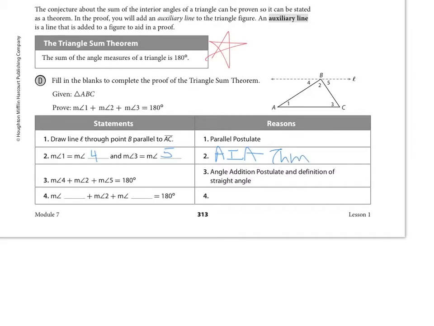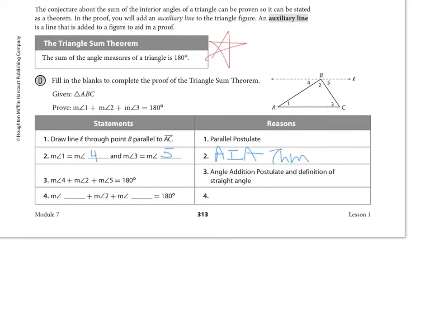Then the next statement says that the measure of angle 4 plus 2 plus 5, and those are the three angles that are across the top on our auxiliary line here at point B. We just simply say that that's the angle addition postulate. They add up to 180 because this is a straight angle here.